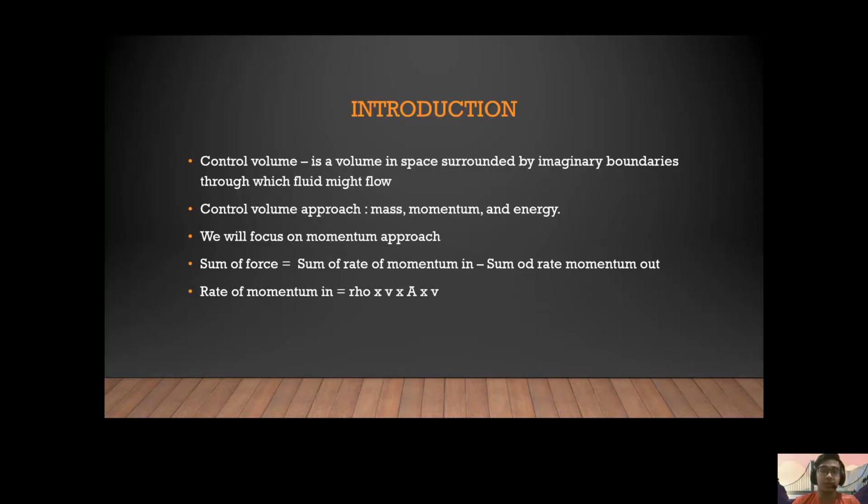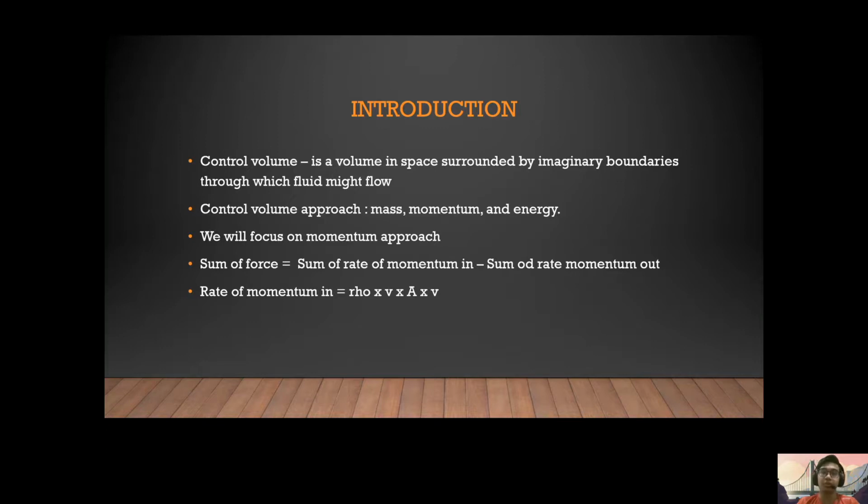For the introduction, a control volume is a volume in a space surrounded by imaginary boundaries through which fluid might flow. There are three types of control volume approach: mass, momentum, and energy. Today for this experiment we will focus on the momentum approach.